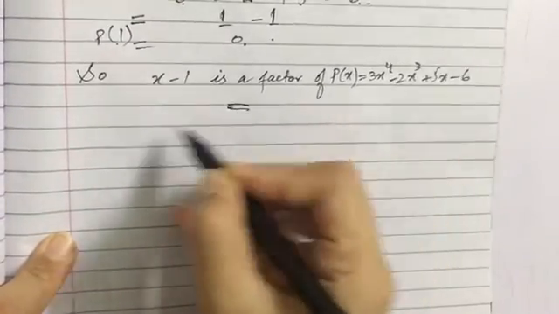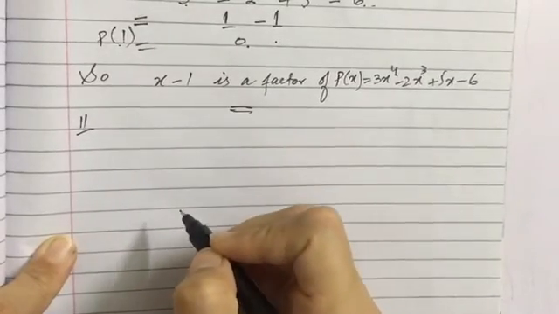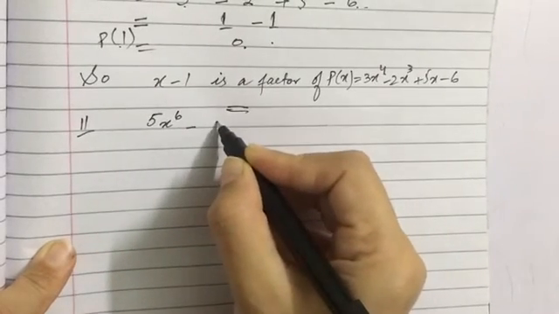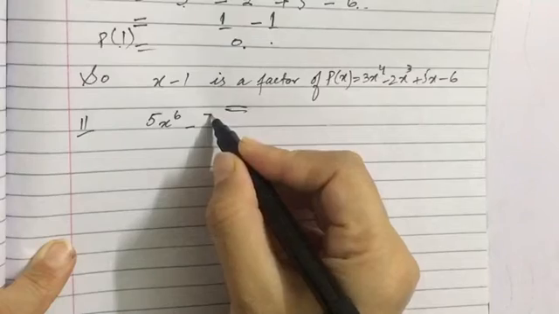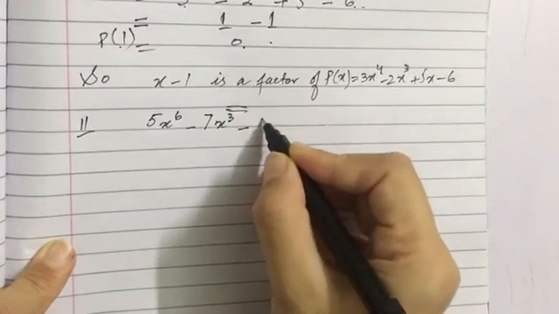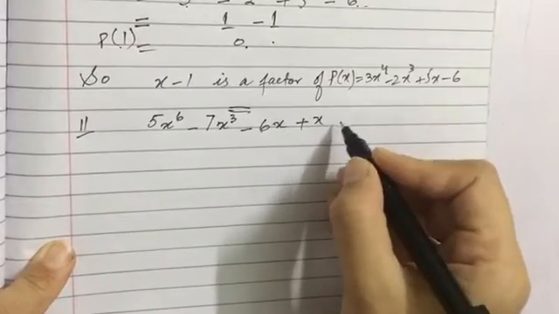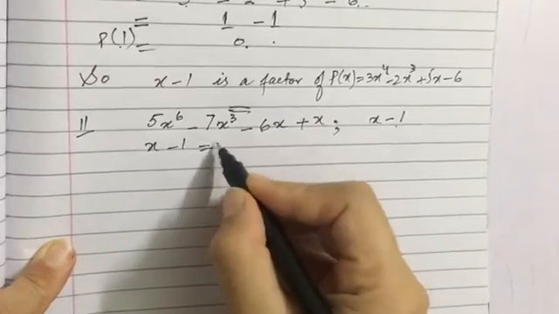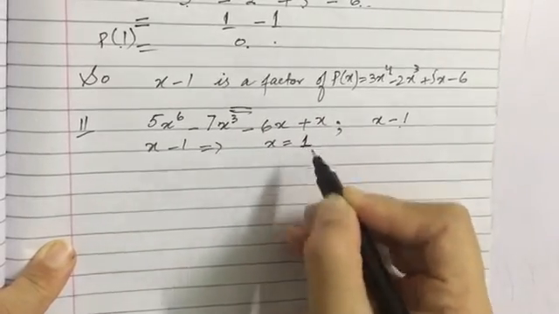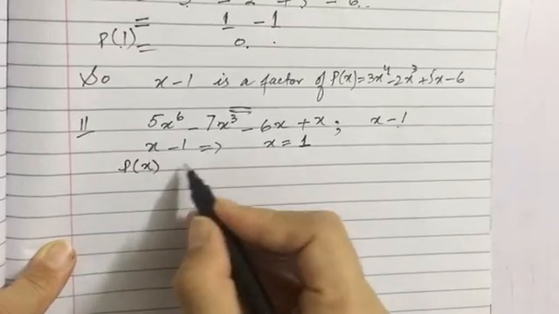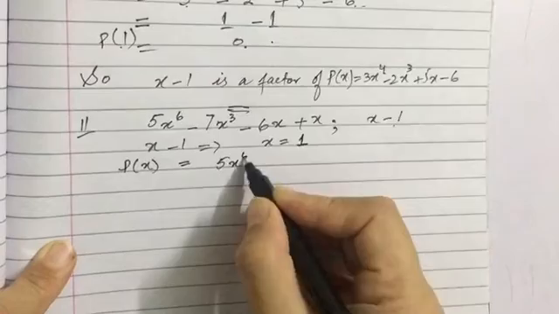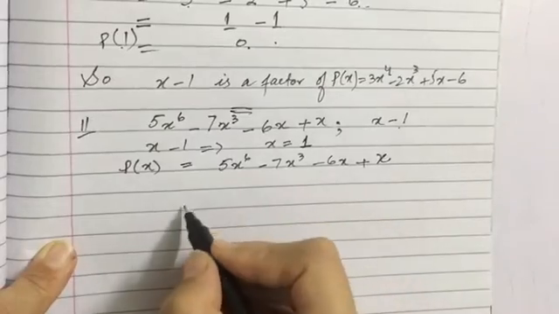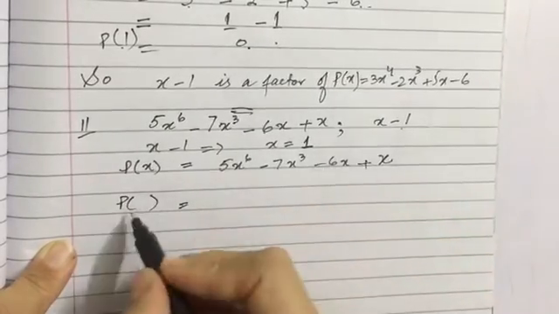Next, question number 11. Question number 11 is 5x raised to power 6 minus 7x cube minus 6x plus x minus 1. We have to derive the value of x from x minus 1, that is 1, and our required polynomial, sorry, given polynomial is 5x raised to power 6 minus 7x cube minus 6x plus x. We have to find out P of 1.